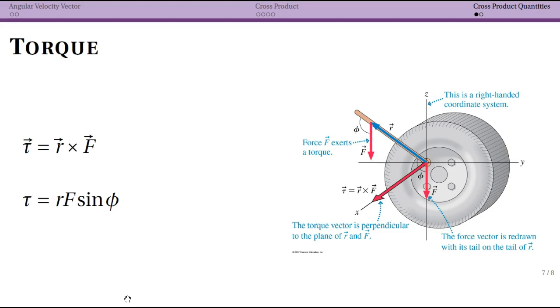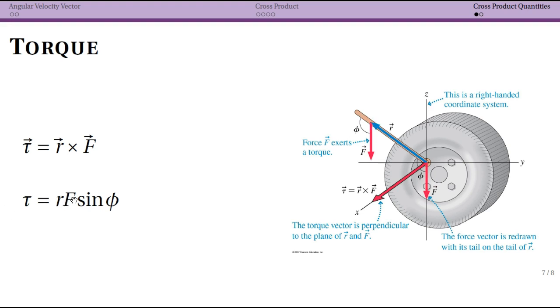There are two rotational quantities that are best expressed as cross products that I'd like to talk about. The first one is torque. And torque can be written as r vector cross F. Remember that the r vector starts at the origin and goes to where the force is applied.